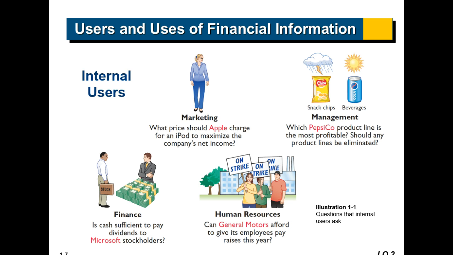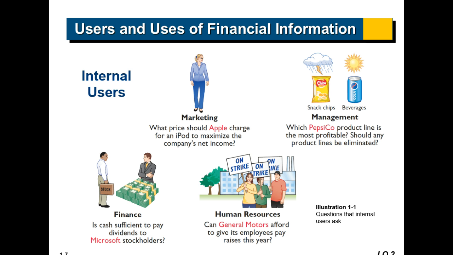Management: which line is the most profitable? Should they maybe eliminate certain product lines? Microsoft stockholders: is there enough cash so dividends can be paid out? So they're going to need different types of information to gather that. They're going to want to know their cash flows for normal operating expenses and then planned expenses to see if there's money left over to pay stockholders.